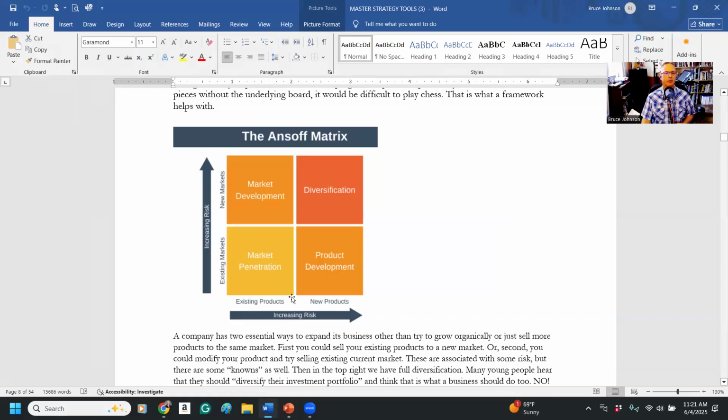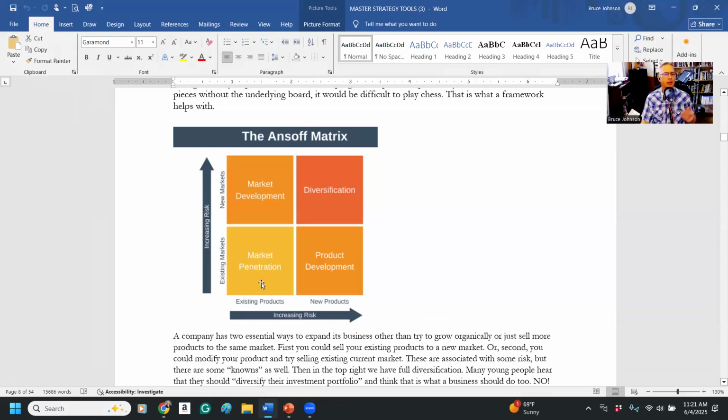So Igor Ansoff created this. I love using it because it helps me to mentally and visually figure out what level of risk we are dealing with. So over here, if you look at both of these, you'll notice on the X and Y axis, both of them are risk. So the how you're changing is what changes.